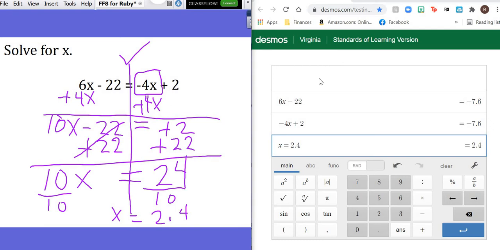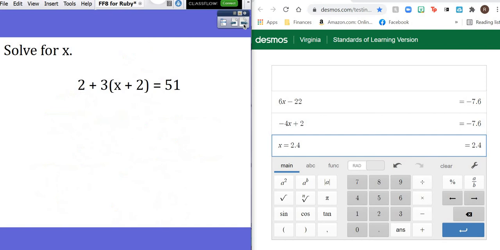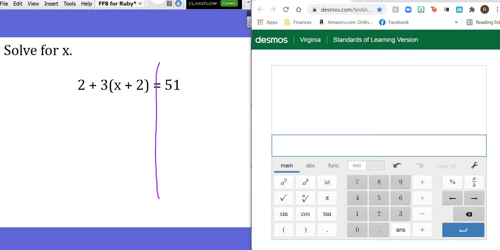Remember to always use Desmos to test your solution and make sure it is correct. So let's go to our next one. If you didn't understand this one, rewind the video and watch it again. All right, so we're going to draw a line at our equal sign. I see parentheses, so we're going to have to distribute first.